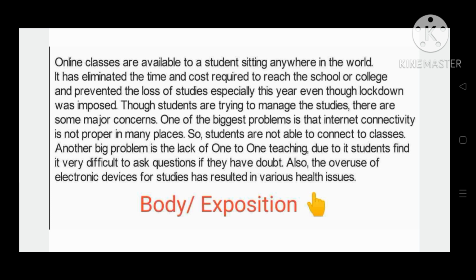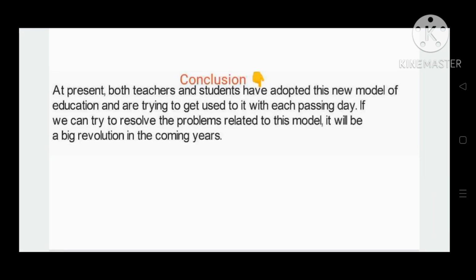Though students are trying to manage their studies, there are some major concerns. One of the biggest problems is that internet connectivity is not proper in many places, so students are not able to connect to classes. Another big problem is the lack of one-to-one teaching. Due to it, students find it very difficult to ask questions if they have a doubt. Also, the overuse of electronic devices for studies has resulted in various health issues. That was all for the body or the exposition of the article.